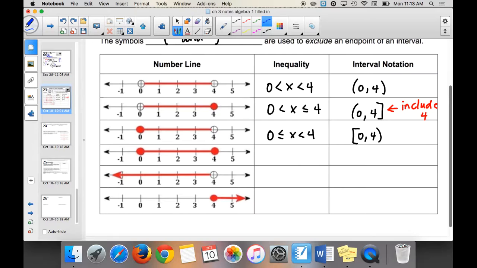All right, so the next one would be the same idea. 0 is less than or equal to x, which is less than or equal to 4. And we would write it as bracket 0 to 4 bracket.